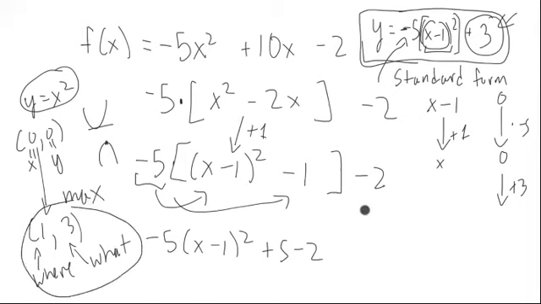So we know that the max of this quadratic function is equal to 3. And where does it happen? At x equals 1.